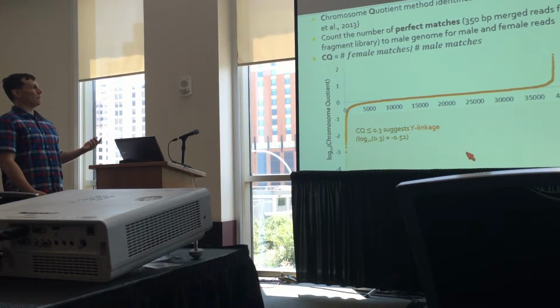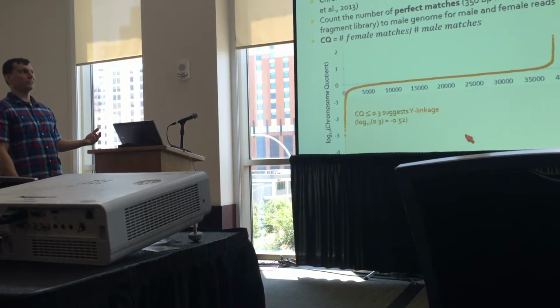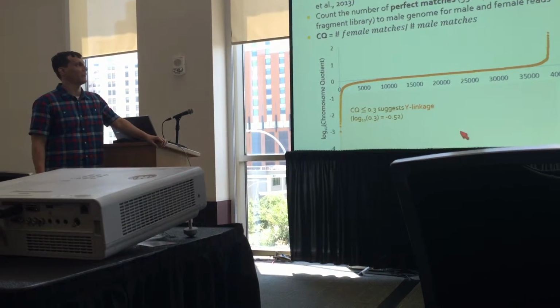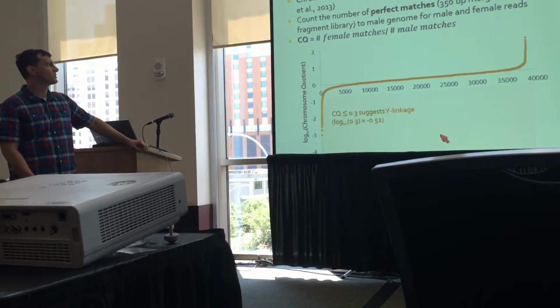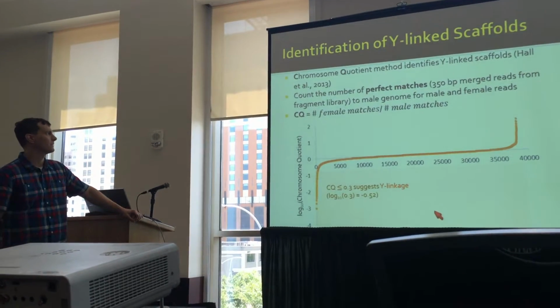So yeah, we don't really know what's on the Y. There were those 11 genes in platyfish that are supposed to be on the X and Y. I looked for those first. I didn't find that helpful. I looked at coverage. That didn't work so well. So I ended up using this chromosome quotient method that Brantley Hall devised.